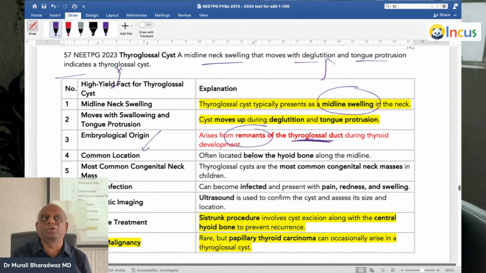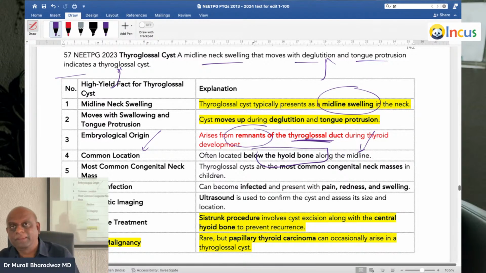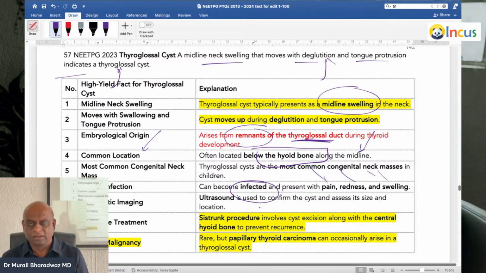So what is the most common location for thyroglossal cyst? It is below the hyoid bone, not above it or on it. Subhyoid, below the hyoid, along the midline is the most common location. The most common congenital neck mass is the thyroglossal cyst. And it can become infected. It can lead to pain, redness, swelling.